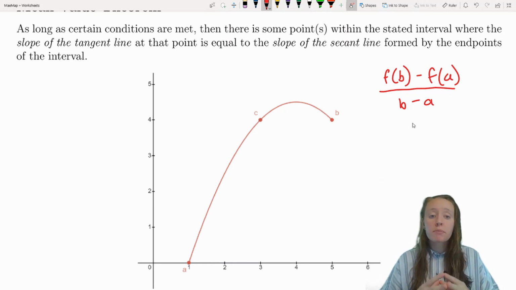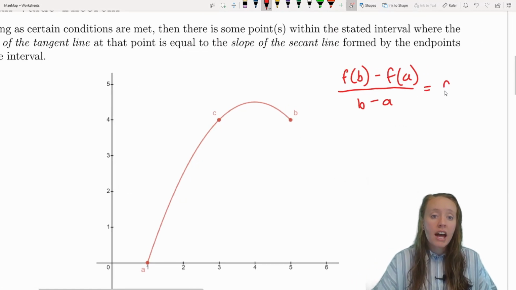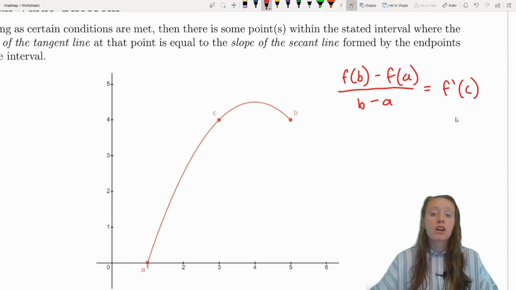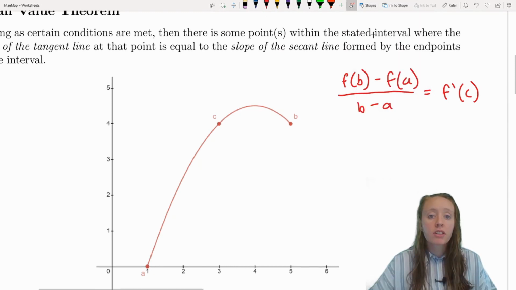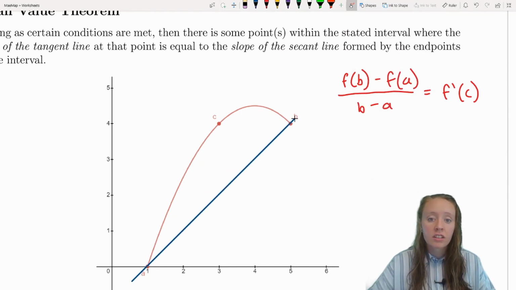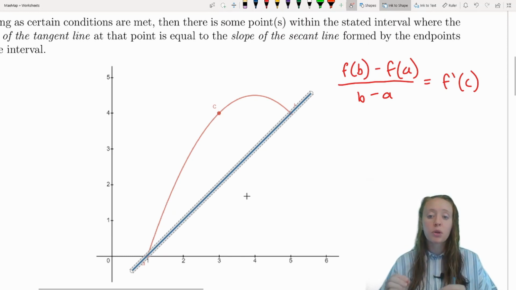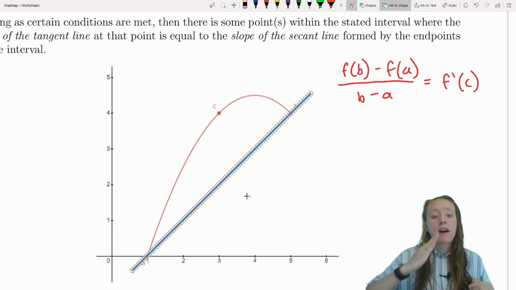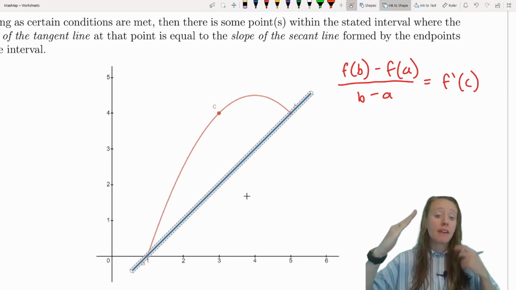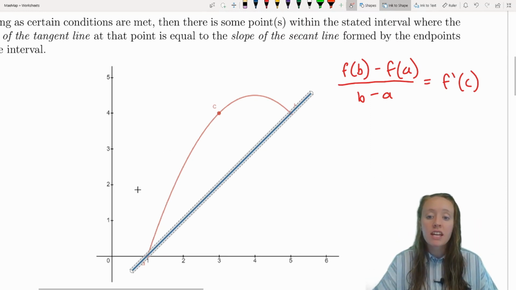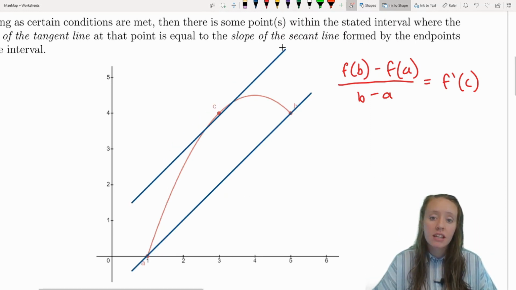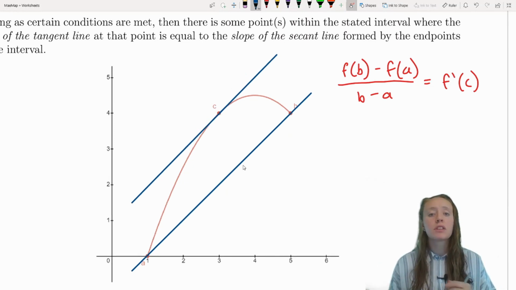And what the mean value theorem says is that the slope of the secant is going to be equal to f prime of c, the derivative at some point c. So again, one more time, the mean value theorem says that. So if I drew that secant line in blue from A to B, then I'm going to have a parallel because I'm going to have the same slope. So I'm going to have a parallel tangent line somewhere else within that interval, and you can see that occurs at point C. So the slope of the secant line is equal to the slope of the tangent line at some point within that interval.